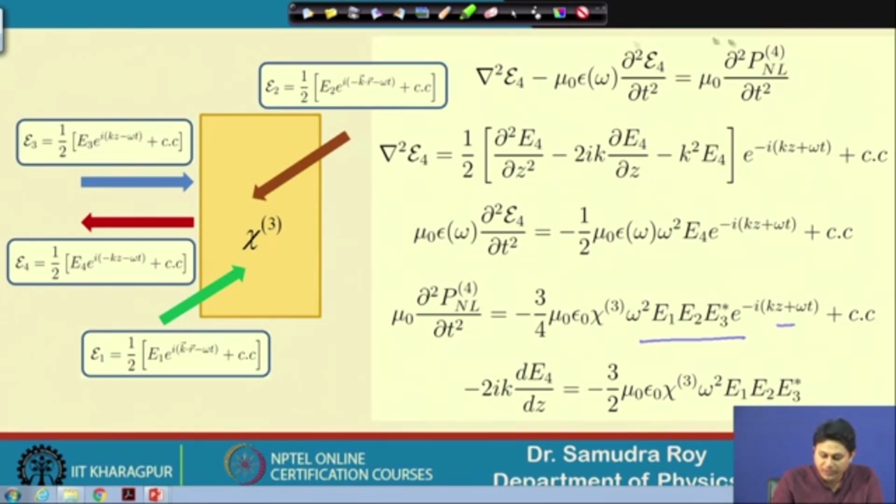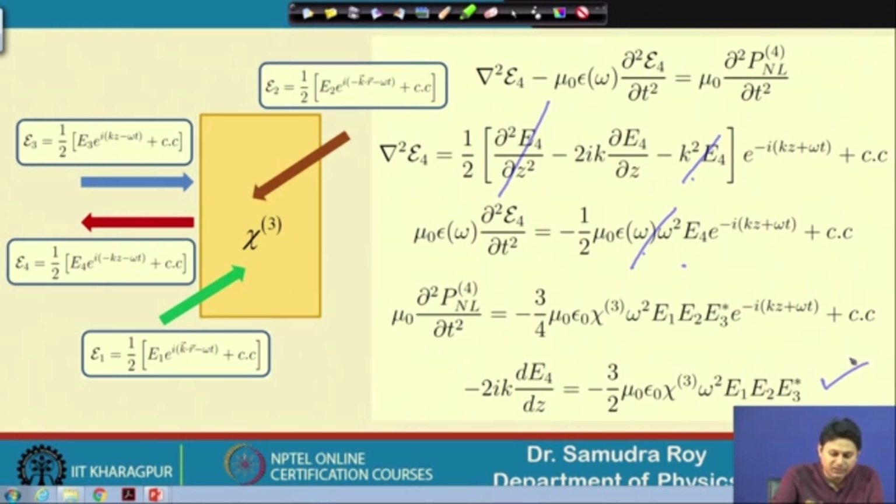So when I put all these equations together, we know that these two terms will cancel out, and this term will cancel out because of the slowly varying approximation. This term and this term will cancel out because if I replace this k in terms of mu and epsilon, then it will be exactly the same term. So finally, we will have 2 i k with a negative sign, dE4 dz is equal to 3 by 4 with a negative sign mu 0 epsilon 0 this. So this is our equation for E4.